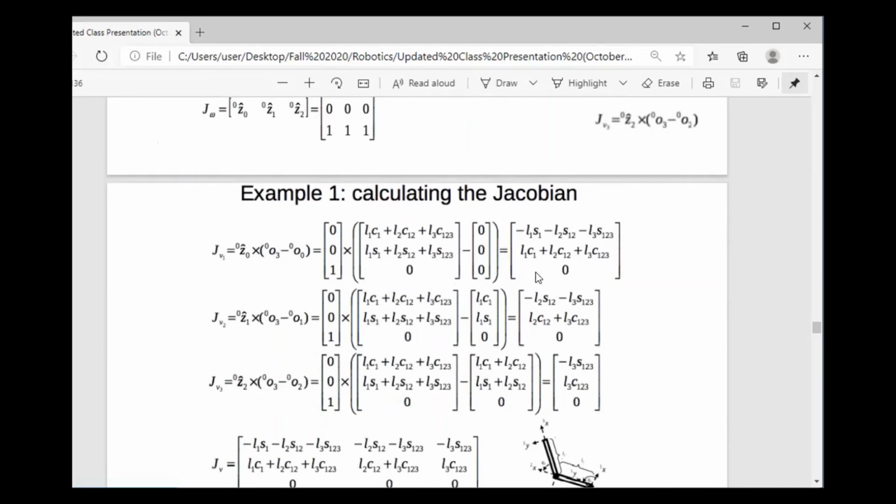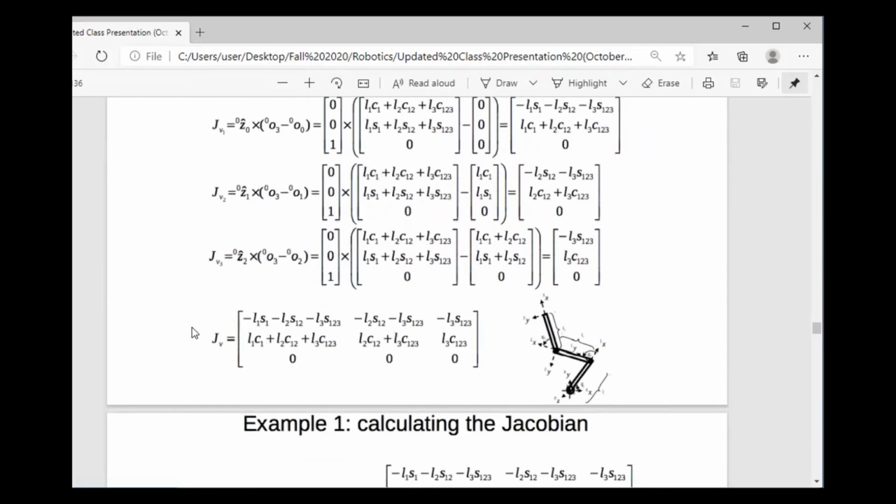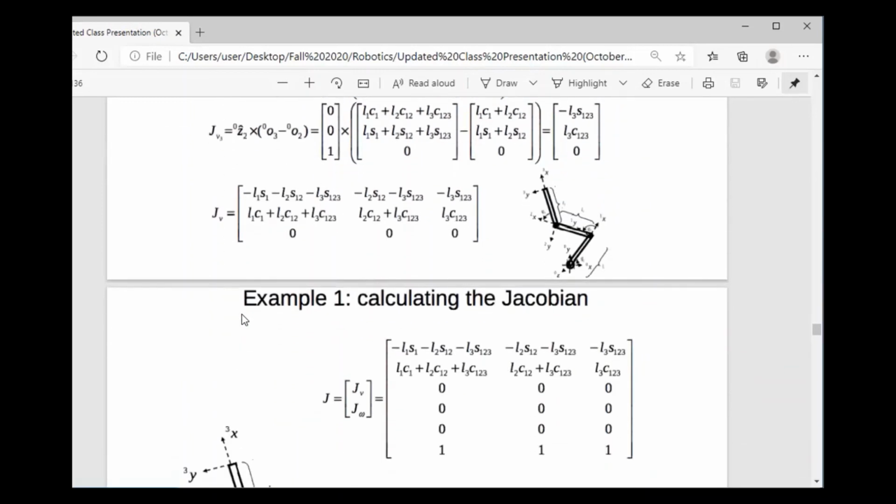So this is my first column of my Jacobian. JV2 is this, minus O1, and you're going to end up with this. It's pretty straightforward. And this is how you can obtain your Jacobian with the graphical method. So this is a graphical method of obtaining the Jacobian.